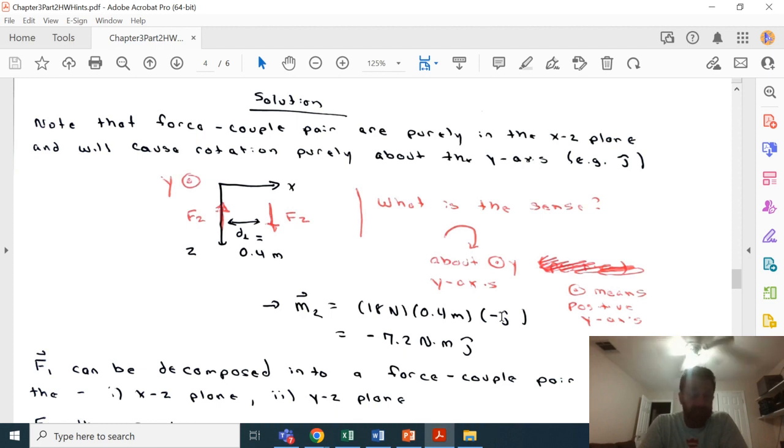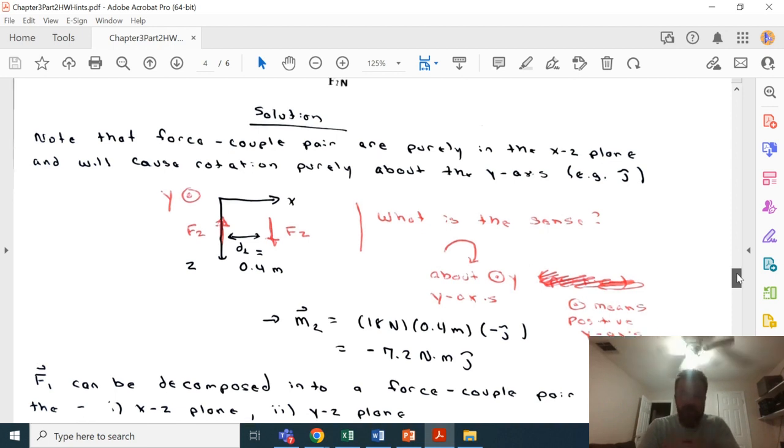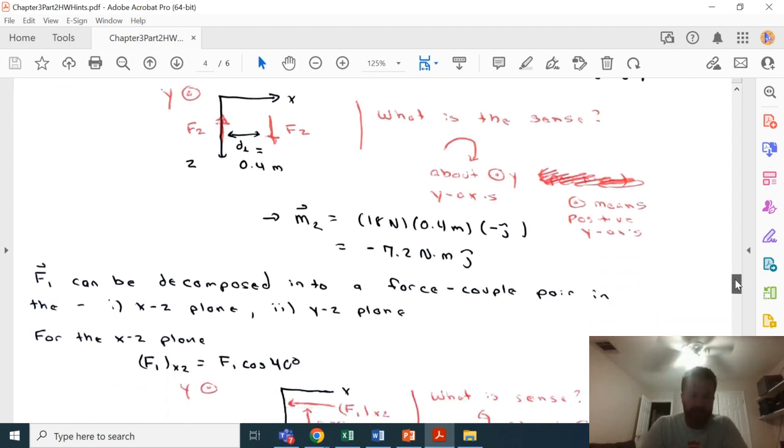The magnitude of the couple, rather, is pretty easy to compute. You just take the magnitude of the force, multiply by this perpendicular distance, and you get minus 7.2 Newton meters in the j-hat direction, which means that it is clockwise rotation about the positive y-axis. If you have the shoebox in front of you, you'll convince yourself as well.